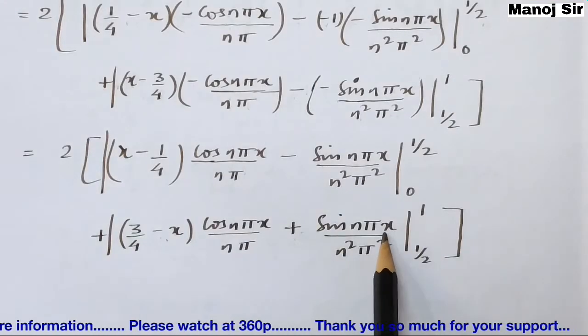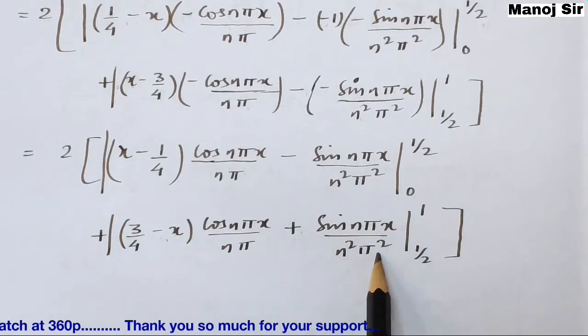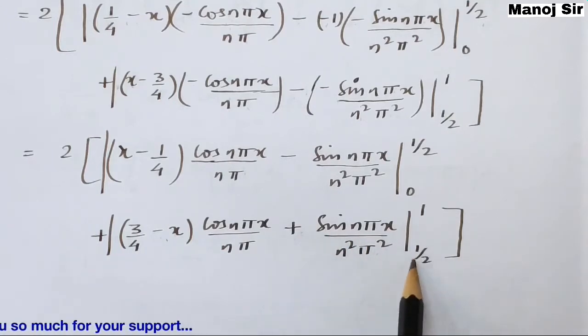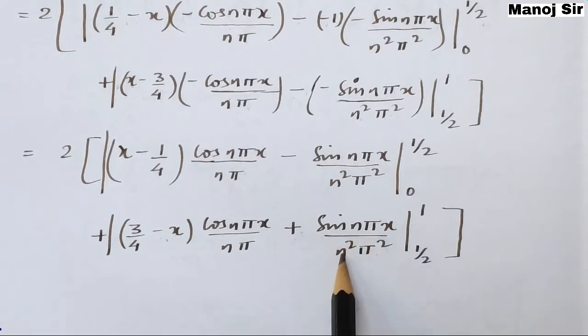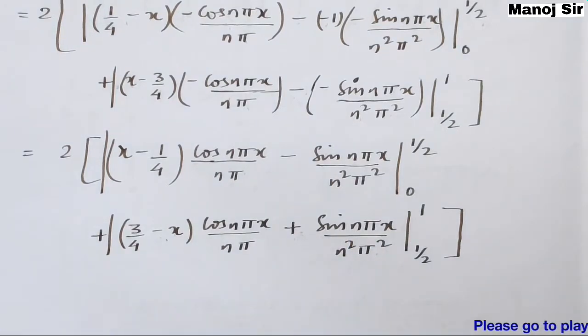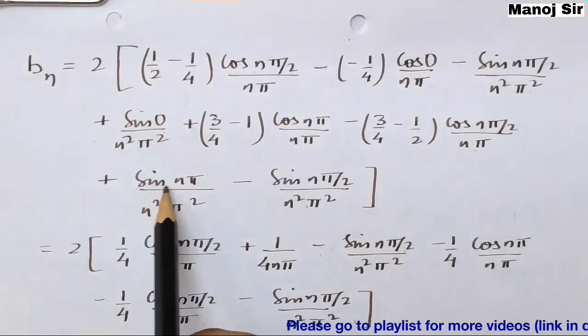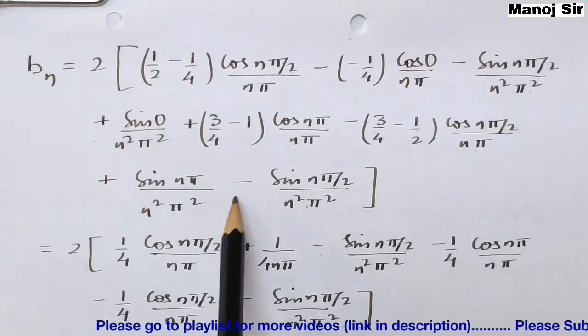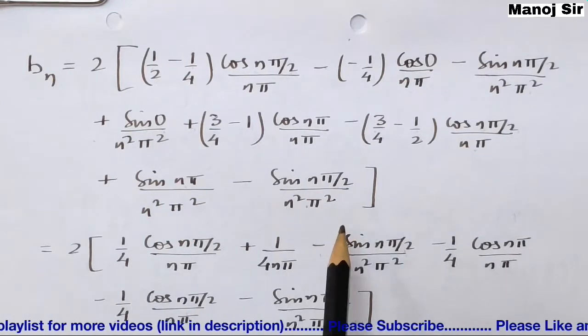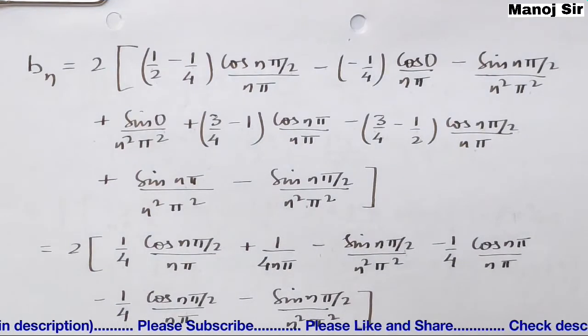If you put n equals to 1 here, this is going to be sine n pi upon n square pi square with positive sign. If you put the lower limit, that is negative of sine n pi by 2 upon n square pi square. Okay, yes, sine of n pi upon n square pi square minus sine n pi by 2 upon n square pi square. Okay, now let us try to solve.